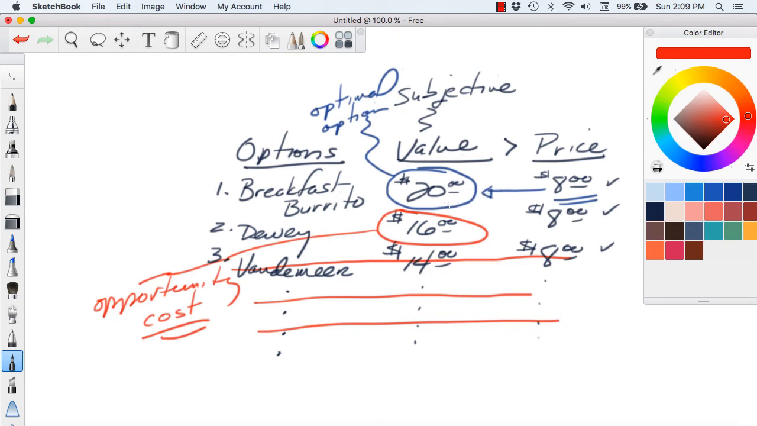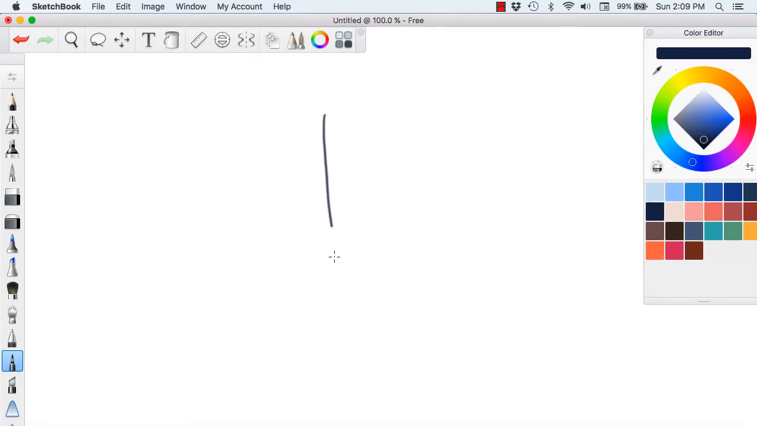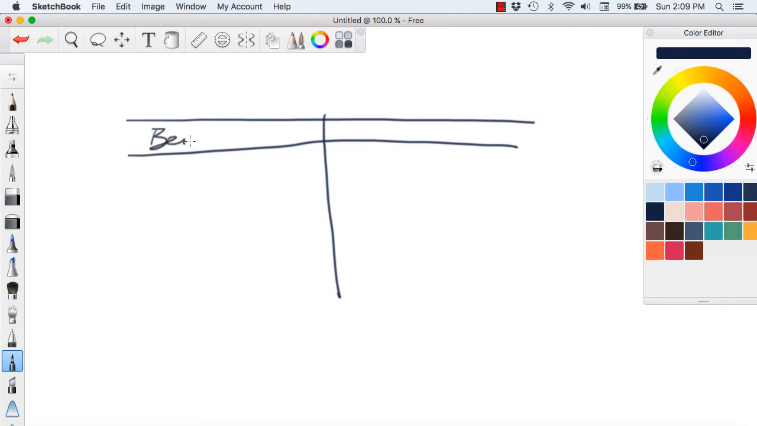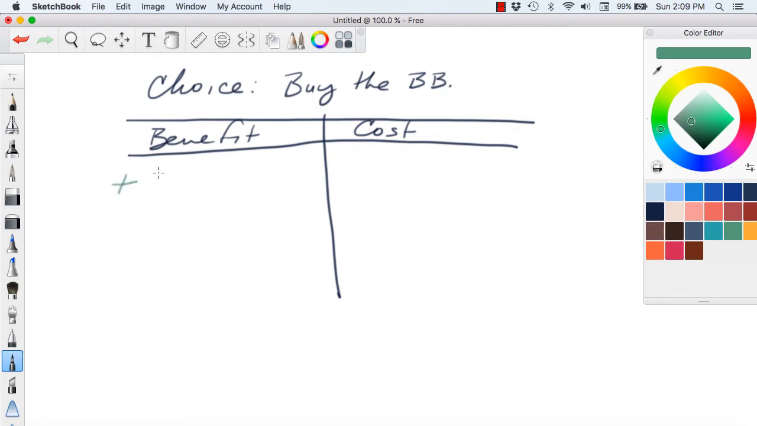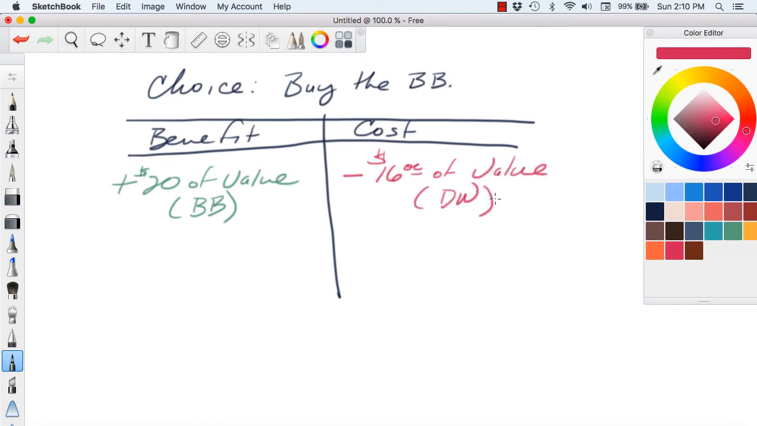So let me go ahead and erase this, and I'm going to show you something here. Let me set up a little table here. This is benefit. This is cost. The choice, in this case, is buy the breakfast burrito. So that's my choice. What did I gain by doing this? I gained $20 of value by buying what? The breakfast burrito. What did I give up? I gave up $16 of value, which was the Dewey, the value of the Dewey.